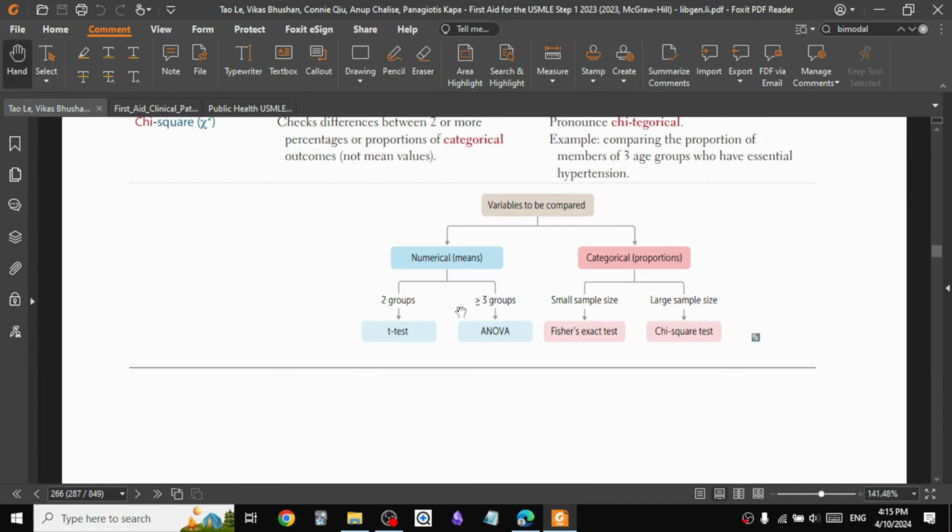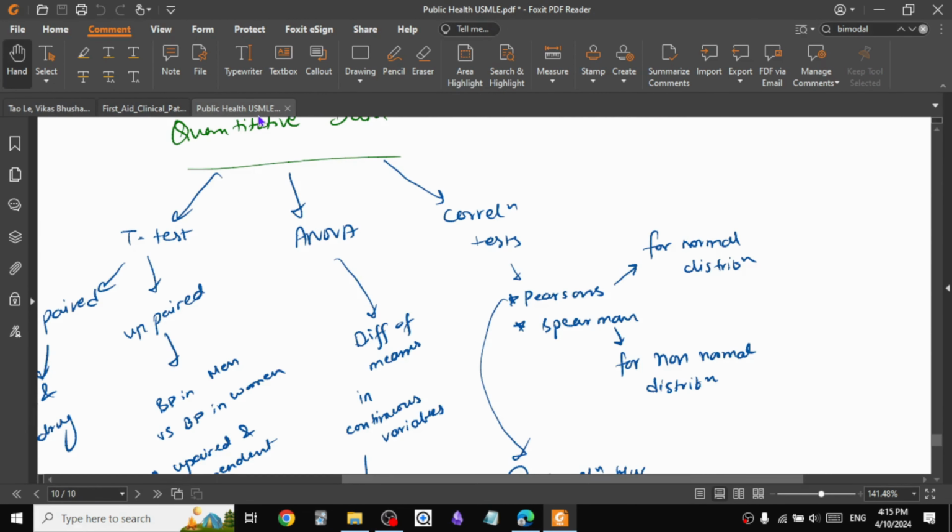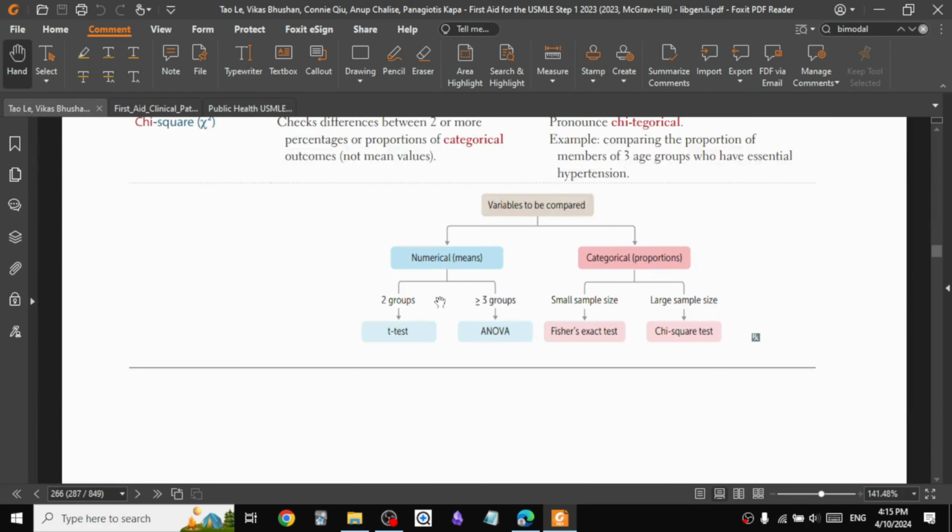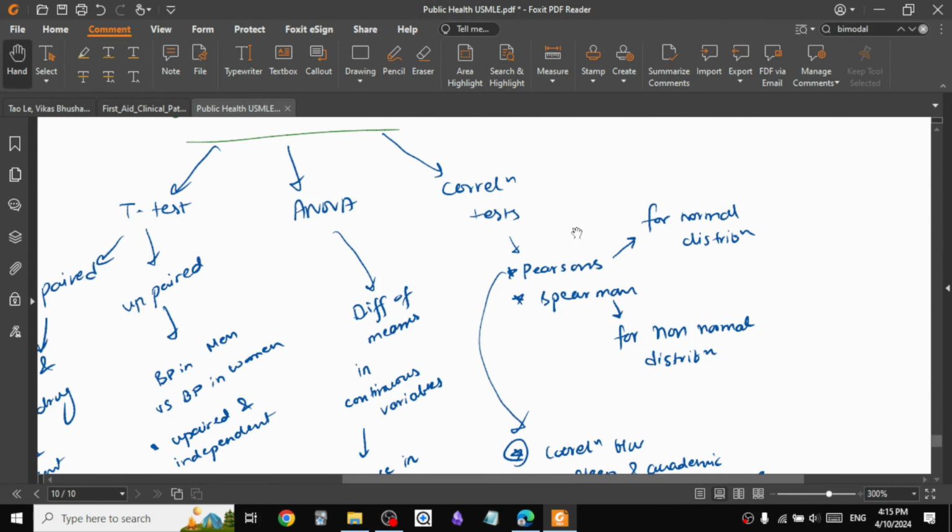So ANOVA, as you see here, is for three or more groups. And the one thing they have added here is correlation. You have two correlation tests. If it's normally distributed data, which most of the time for us is going to be, we use Pearson's correlation. Correlation is basically finding association or linkage between two continuous, quantitative variables. Both of them are numbers, and I'm trying to find the link between these numbers.